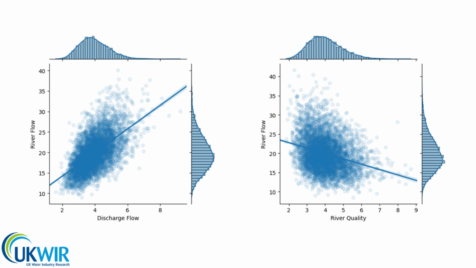Let's take a look at the chart on the left. This chart is showing the river flow and discharge flow correlation, which in this case is 0.6. It's a moderate to strong correlation that indicates that at higher river flows, we generally observed higher discharge flows, but not always. On the chart on the right, we see the correlation between river flow and river quality or concentration.